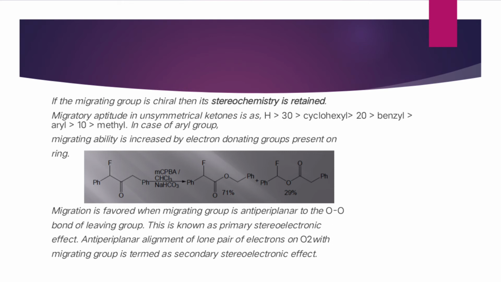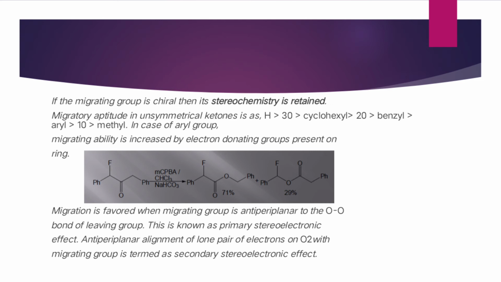Following is an important example. We can see there are two types of migrations, but the major one is shown as 71%. The migration is favored when the migrating group is antiplanar to the O-O bond of the leaving group.